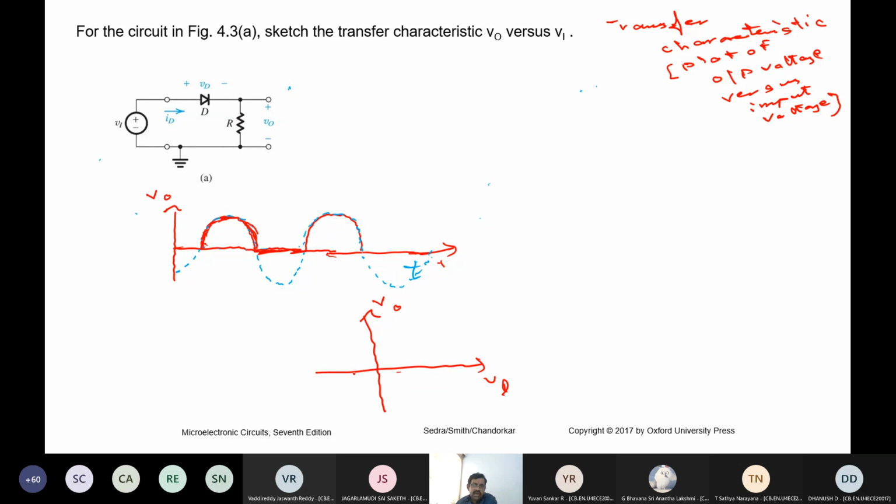So there is a negative and a positive. So you can see the output is always 0 whenever VL, the input, is negative. So therefore it will be over here. But the moment the input is positive, the output simply follows the input. Therefore I will get a straight line.